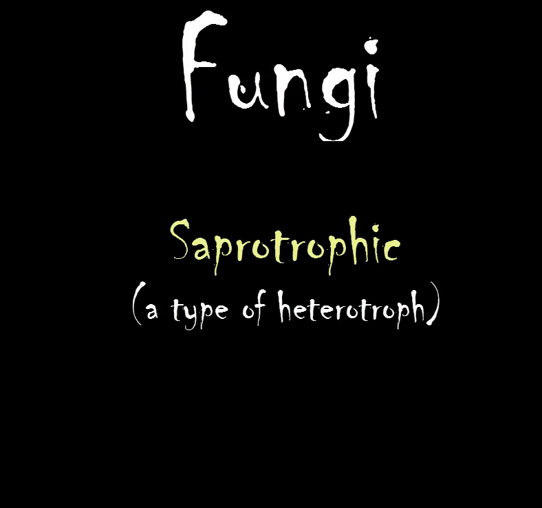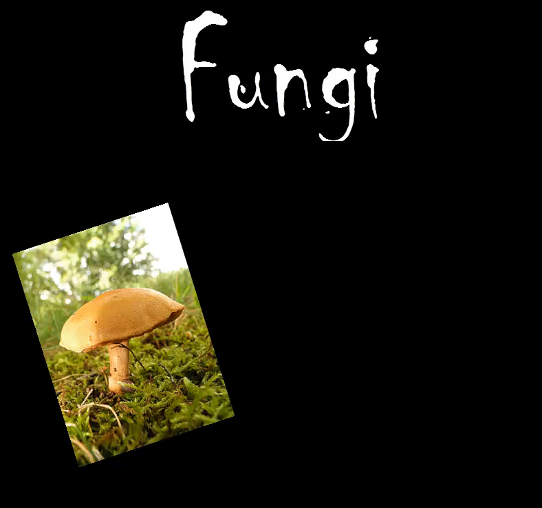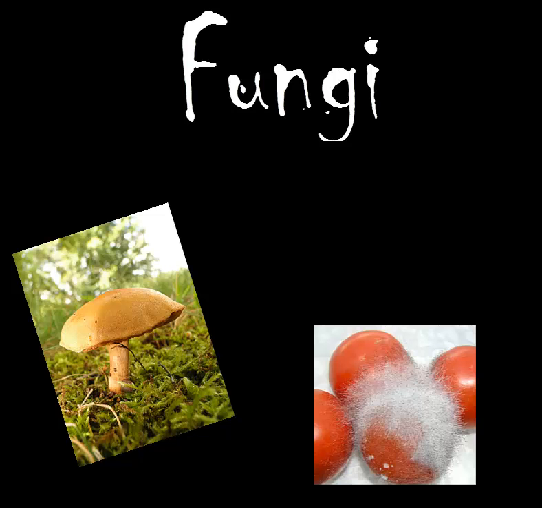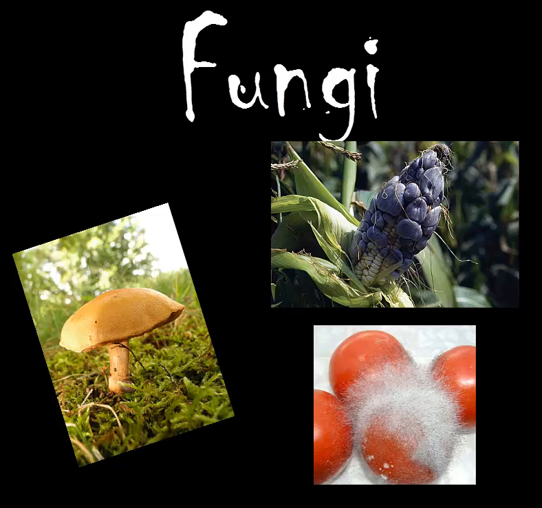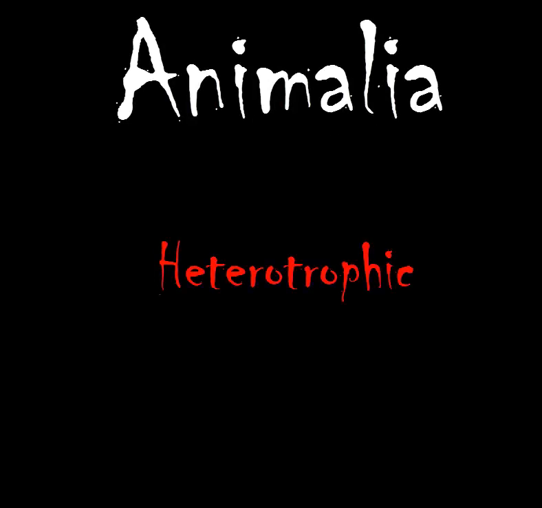And now we'll move on to the fungi. Fungi are saprotrophic. This means they digest their food outside of their actual body and then absorb it. This is also called decomposition. The most famous or common of the fungi is the mushroom. We also have molds and mildews. And then we have smuts, rust, and bunts, which are a very common problem on a great many crops. Fungi are most closely related to Animalia.